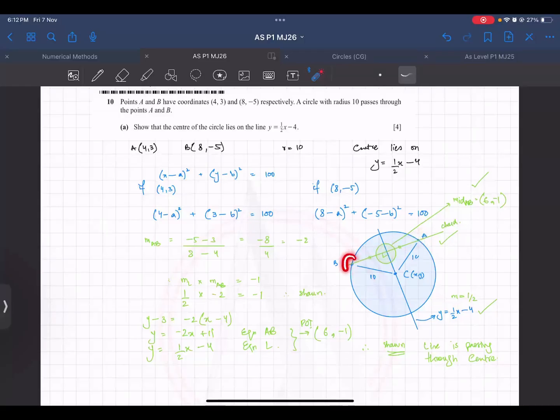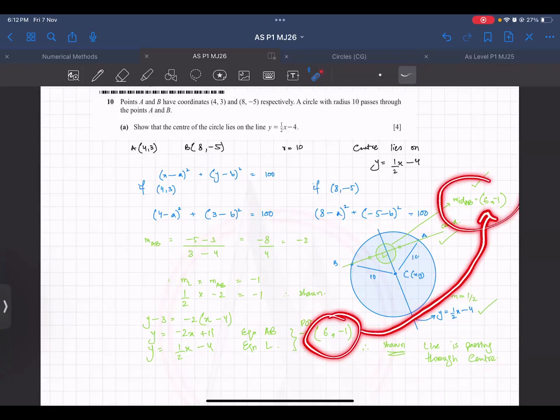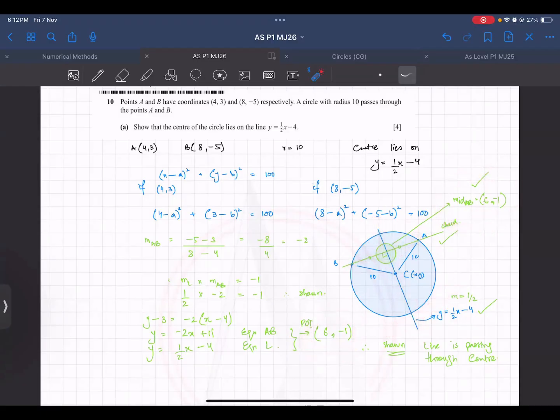So what did I do? I first of all found the midpoint of AB because I have the A and B points. The midpoint of AB came out as 6, -1. And then I found the equation of AB line, and I already know the equation of this line. And when I solve them simultaneously, I get the same point as the midpoint of AB. This now is telling us that the line is bisecting it perpendicularly. And therefore, now you can say that it is passing through the center because that is the rule. That is the property.